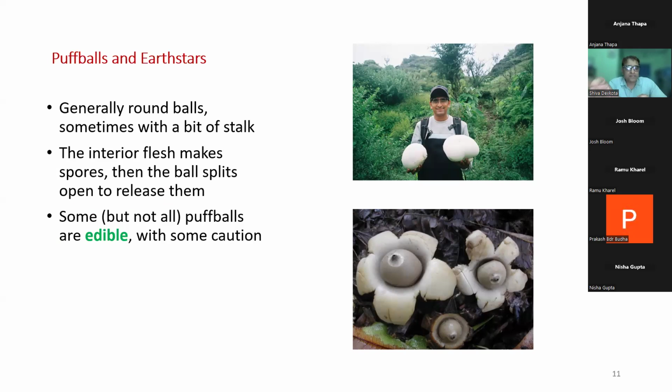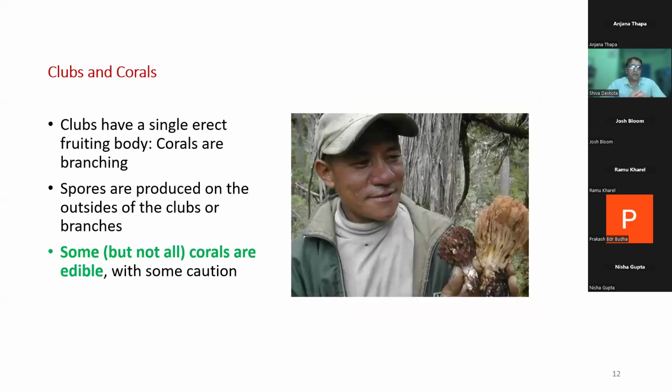So these puffballs are normally edible, and there are some of this kind of mushrooms. Those are either edible or not edible, but normally these kinds of mushrooms are not poisonous mushrooms. And you see the earth star. So this is also not a poisonous mushroom.